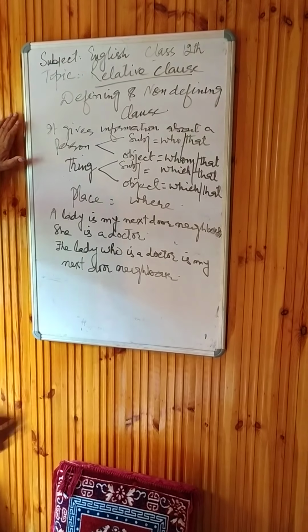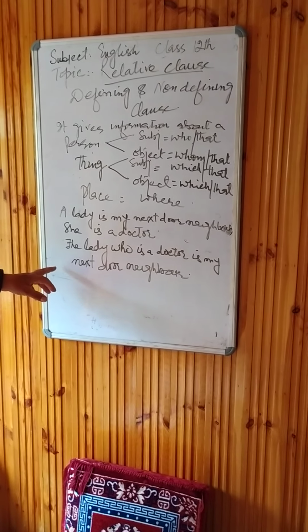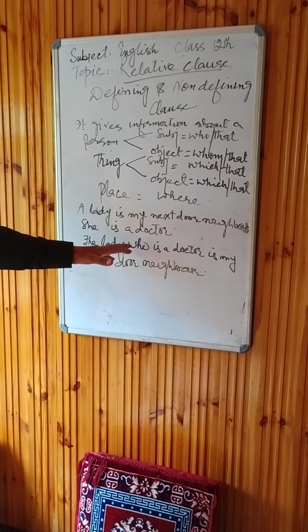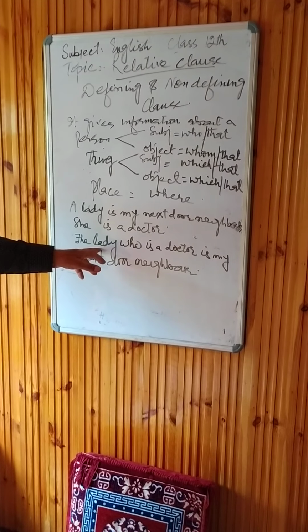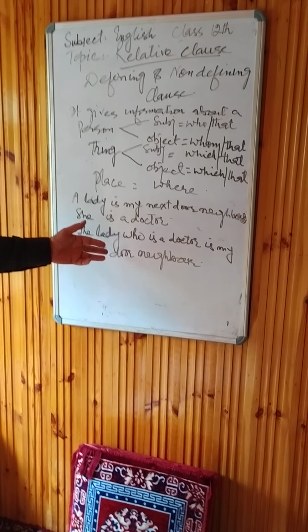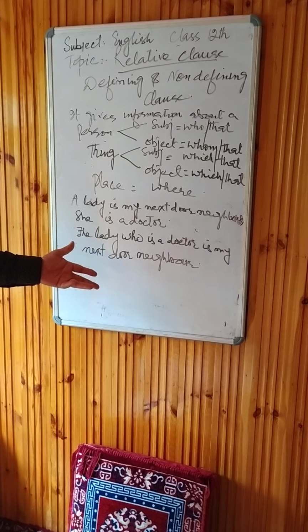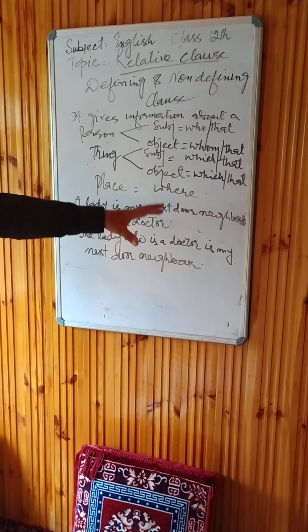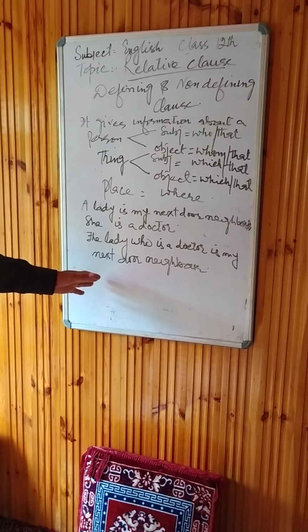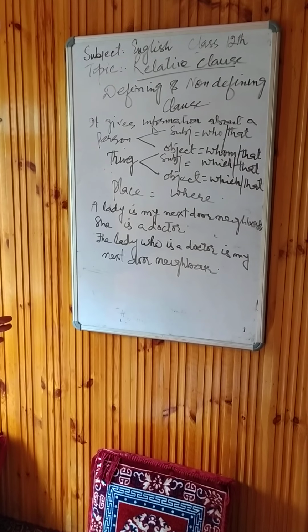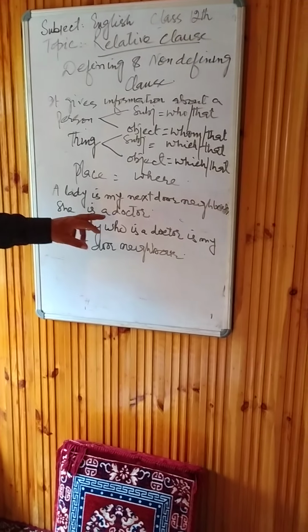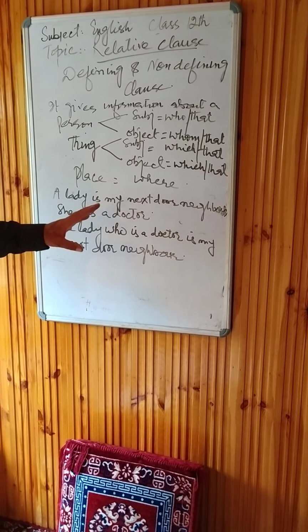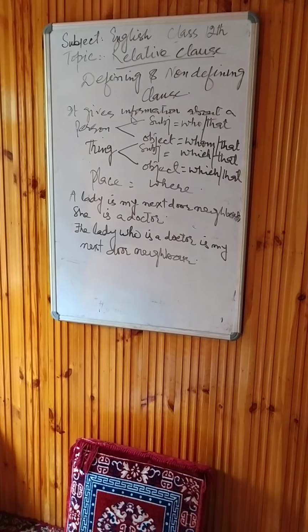Now look, we use the lady, and the information is now placed near it. Who is the conjunction for the person, lady, or you can even use that: the lady that is a doctor is my next door neighbor. The remaining part of the sentence stays the same. We have not made any change. We only used it as information and placed it close to the lady. This is how we make a relative clause.